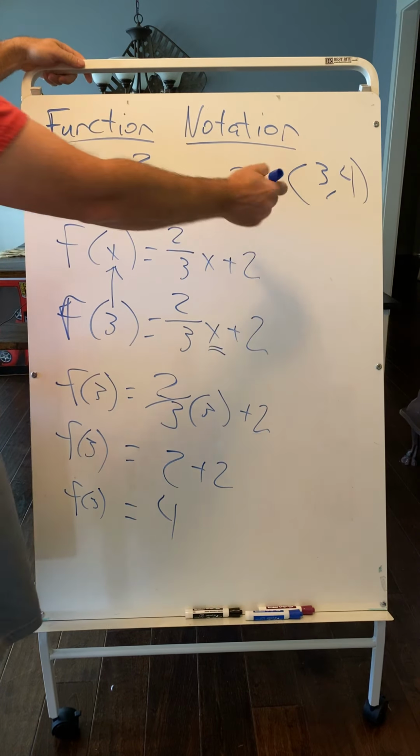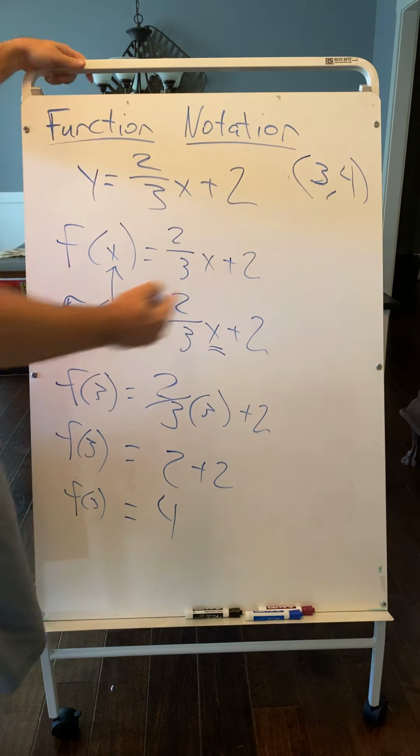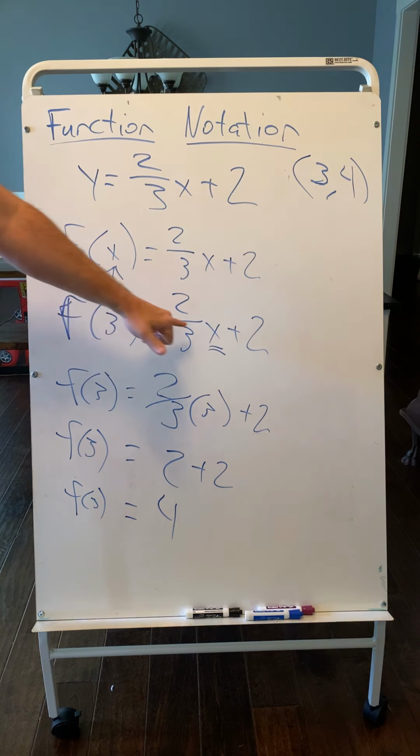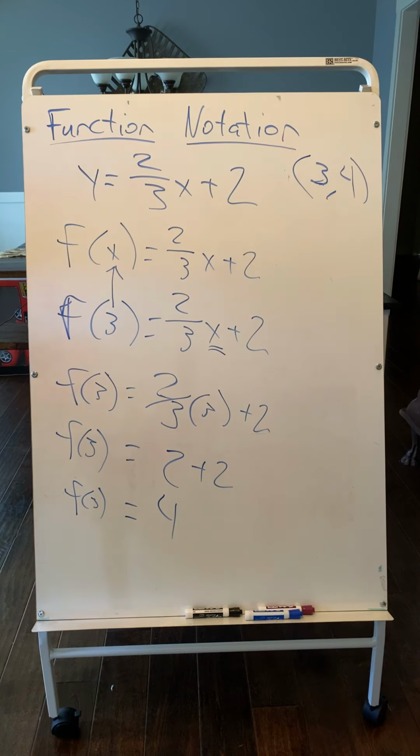Now doesn't that look just like what we had before when we did our points? The point is 3, 4. Really, all we're doing is we're replacing your y with f of x. They're going to tell you what x is, and it's going to be plugged in. And then you're going to plug it in over here. And now then we simplify that side. Okay, so let's try another one.